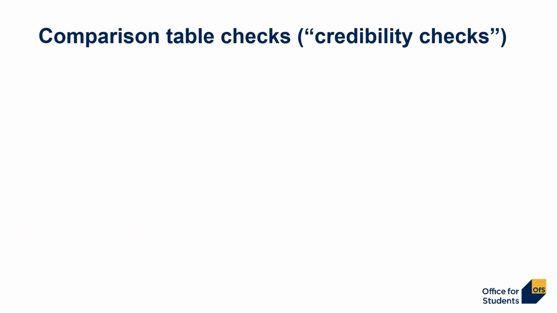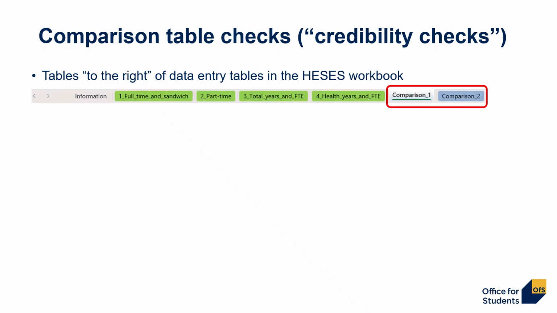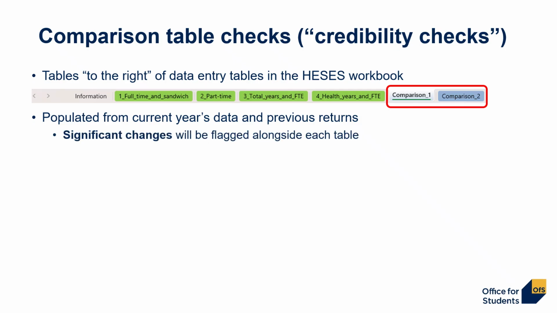The other checks in the workbook are comparison table checks, sometimes referred to as credibility checks, and you can see these on the tables to the right of the data entry tables in the HESES workbook. These are populated with data from the current year and previous returns as well. Significant changes will be flagged alongside each table.